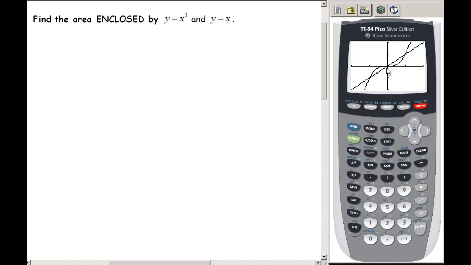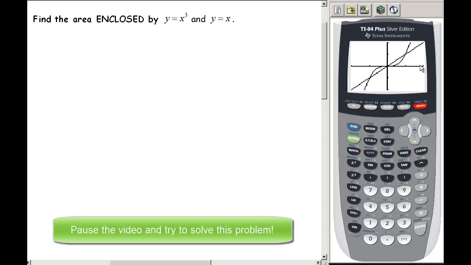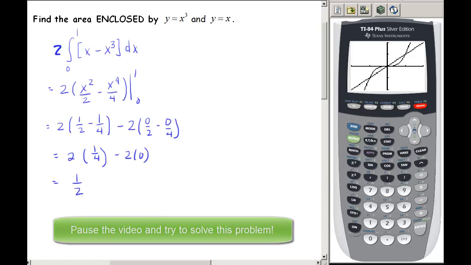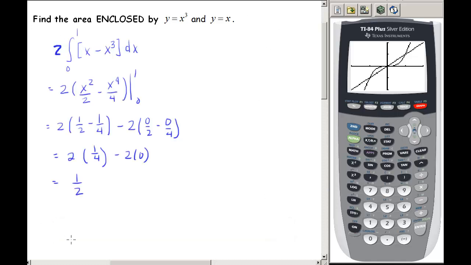And so we don't actually need to find the area of both shapes, we can just find the area of one of them and then multiply by 2. So I want you to pause the video and see if you can find the area of one of these shapes, multiply by 2 so that you can find the area enclosed by these two functions. Did you give it a try? Here is what your answer should be.